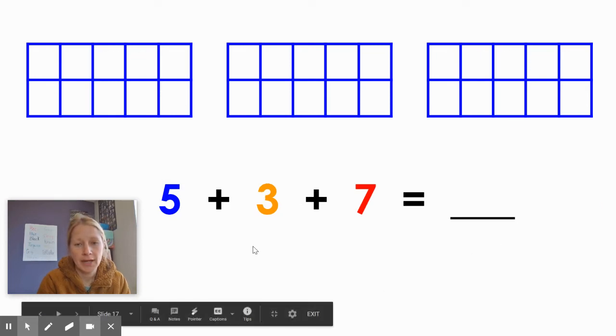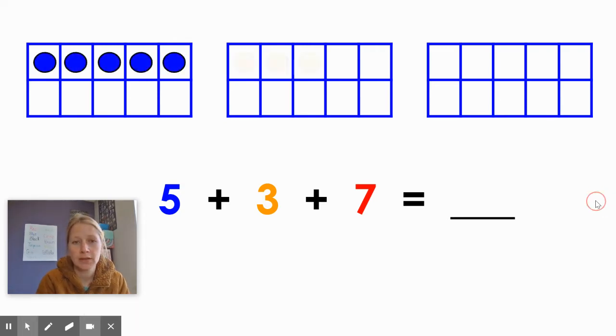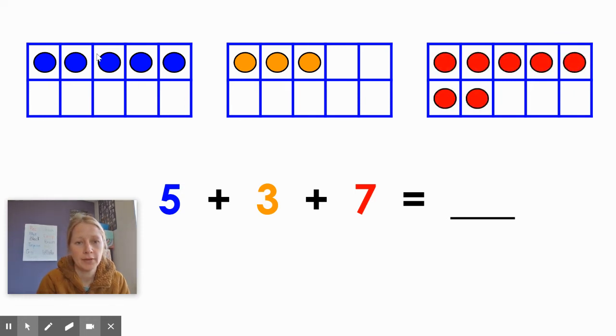Okay, let's look at our next one. I have 5 plus 3 plus 7. I'm going to go ahead and show you what that looks like in our 10 frames. Okay, I have 5 plus 3 plus 7. Okay, the first thing I need to do is I need to look at my three numbers and try to decide which two numbers I can put together to make 10. If I look at my 10 frames, right, I can look at my 5.